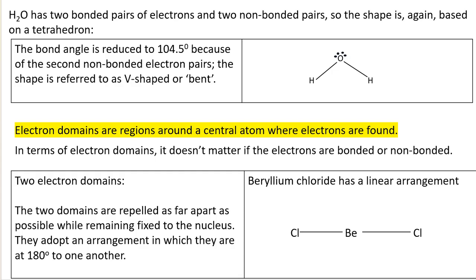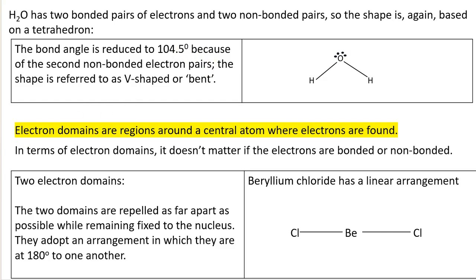Moving on. H2O: 2 bonded pairs of electrons and 2 non-bonded pairs. So the shape is again based on a tetrahedron. Bond angle is reduced to 104.5 degrees because of the second non-bonded electron pair. The shape is referred to as V-shaped or bent.